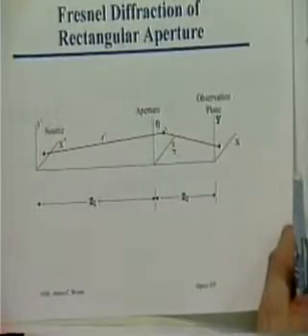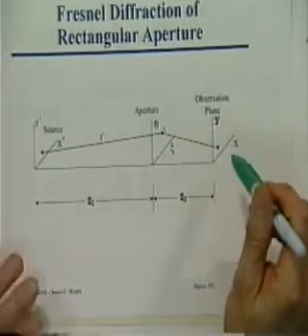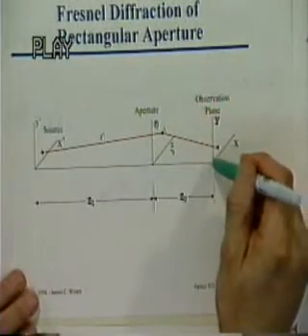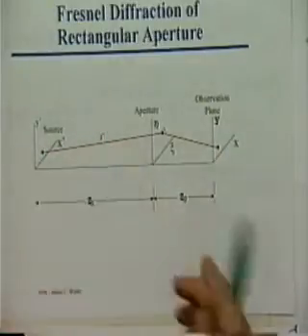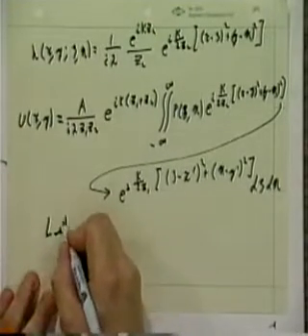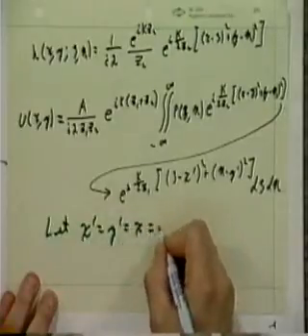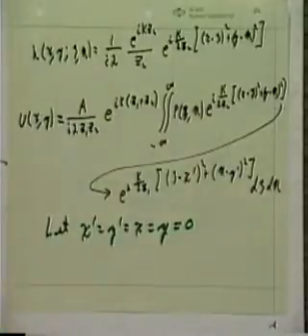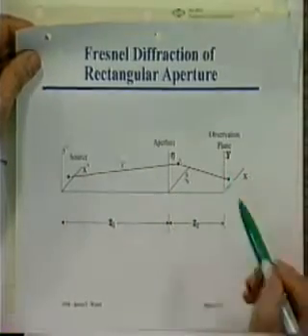Well, the common thing that we do at this point is the following. We're going to look only at one point here and have the source here on axis. And so what we commonly do at this point is the following. We say let x prime equal y prime equal x equal y equal 0. So we've moved the source to the origin here, moved the observation point to the origin here.